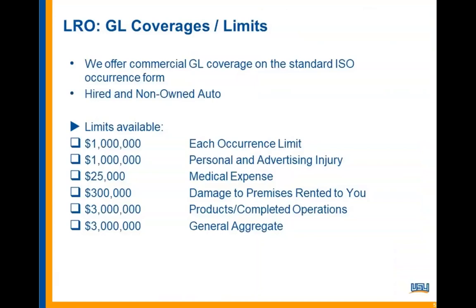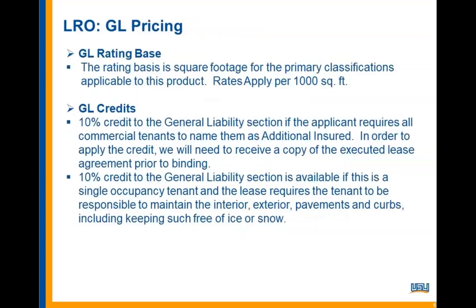The primary coverage is on a 1.1 million per occurrence, 3 million aggregate, but we do offer higher limits through an excess policy. So we'll offer up to 5 million on an excess basis. From a rating standpoint, the liability is rated on the total area of the building, and the rates apply per thousand of square footage.